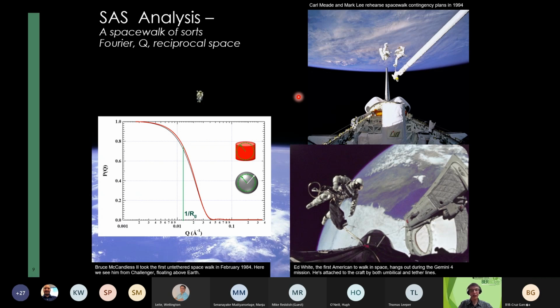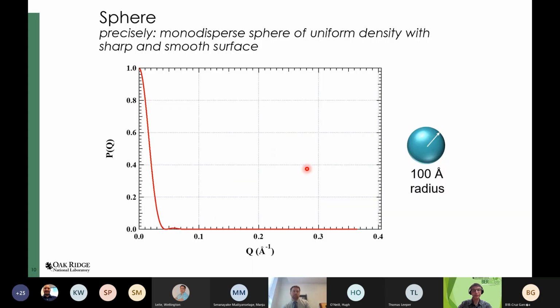And if you're new to scattering, you might not know how to look at a scattering curve and what to make of it. So my reference point here will be a simple sphere of a certain size, which I will refer back to on several of these slides. So this is our sphere. I took a sphere with 100 angstrom radius, and this is what the scattering pattern of that would look like.